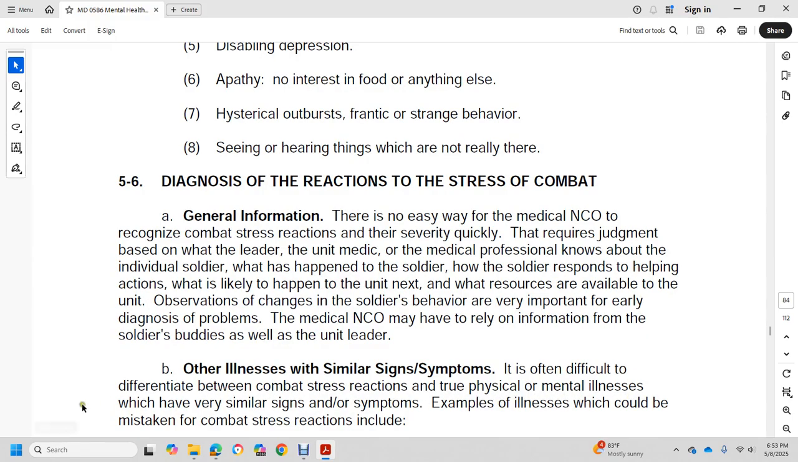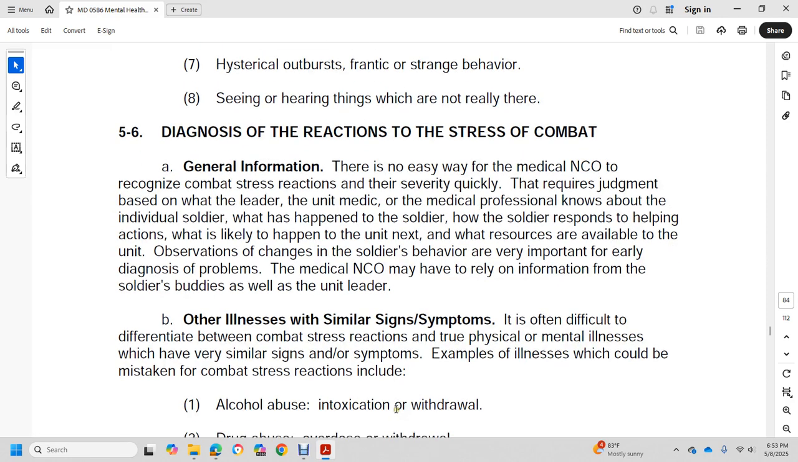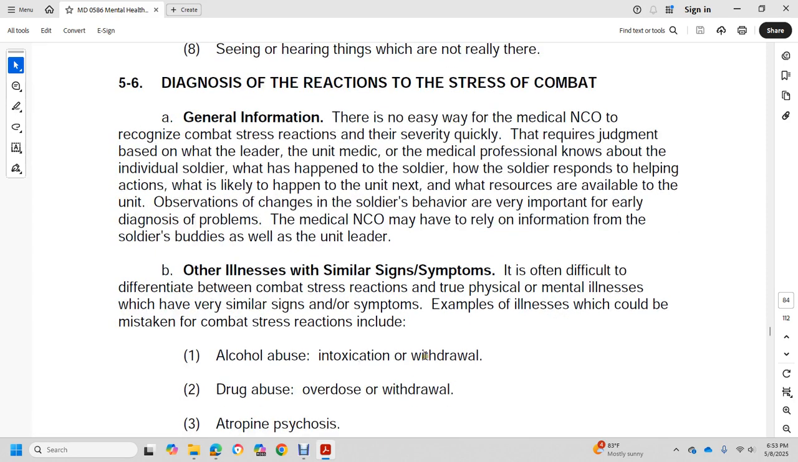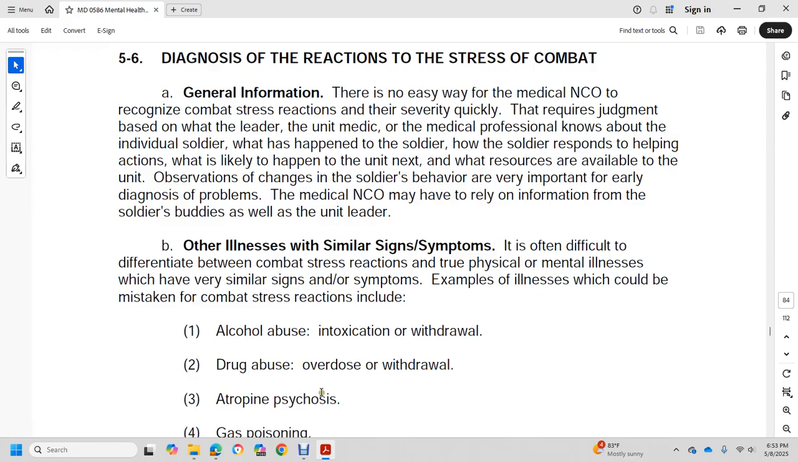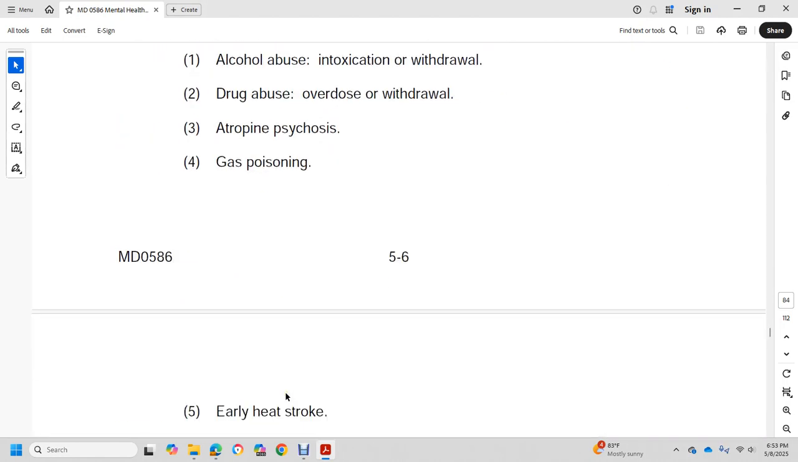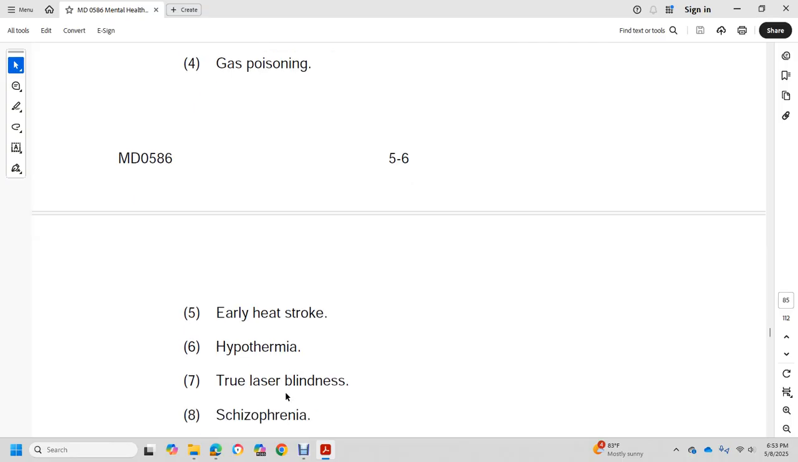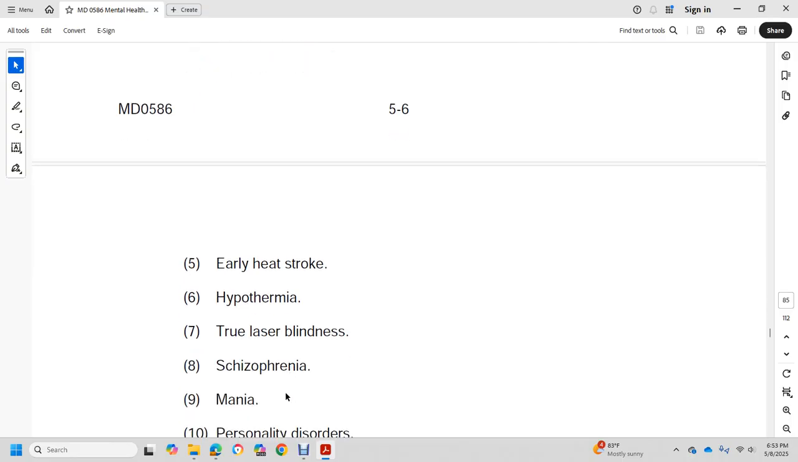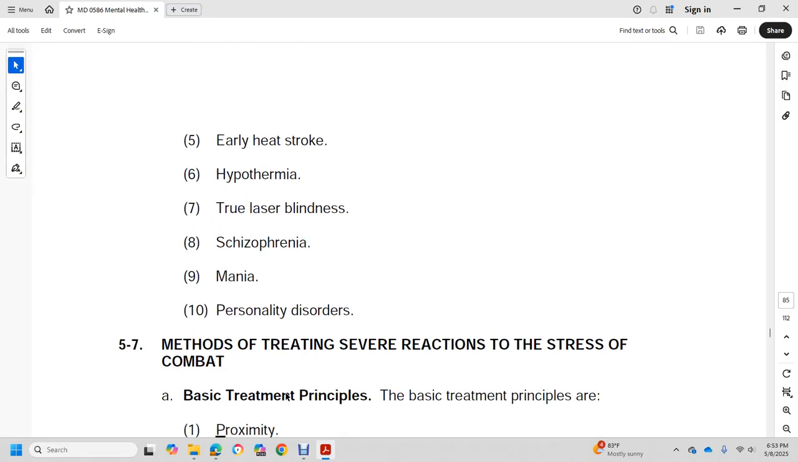Examples of illnesses which could be mistaken for combat stress reactions include alcohol abuse, intoxicant withdrawal, drug abuse, overdose or withdrawal, atropine psychosis, gas poisoning, early heat stroke, hypothermia, true laser blindness, schizophrenia, mania, and personality disorders.